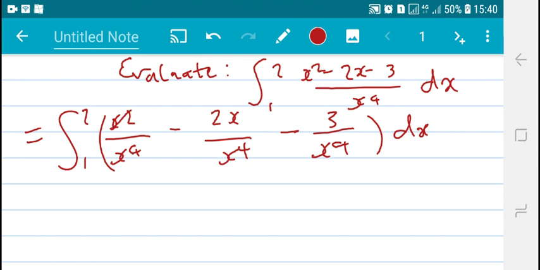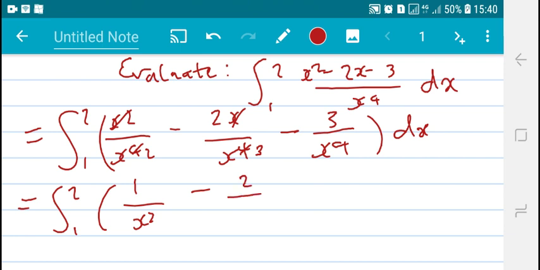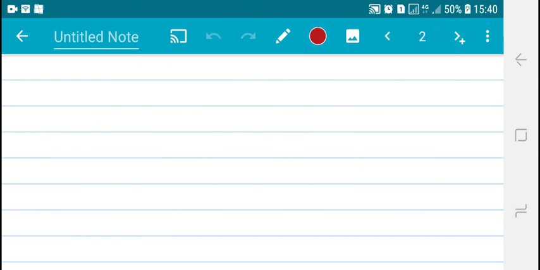If I cancel this one, I get 2. If I cancel this one, I get 3. And then writing this out more clearly, I get 1 over x squared minus 2 over x cubed minus 3 over x to the fourth power dx. And now it's a little bit easier to integrate and evaluate. So I should just write this down a bit more neatly here.